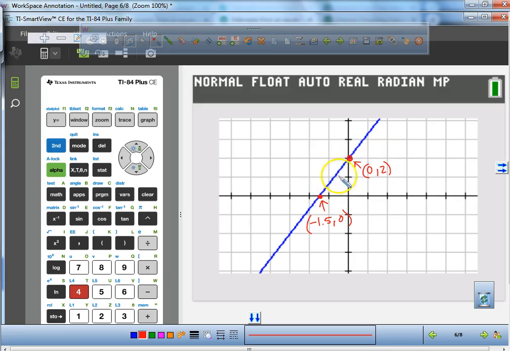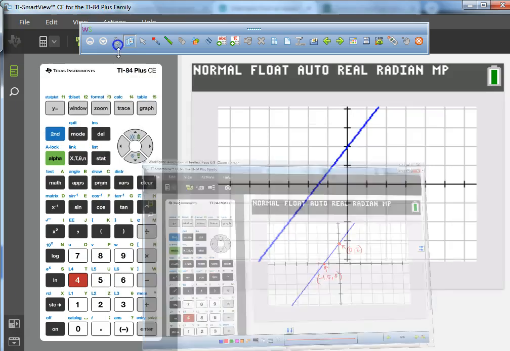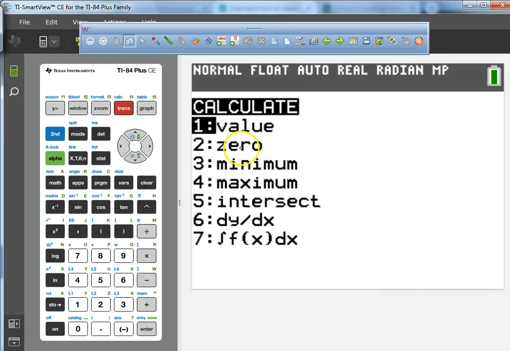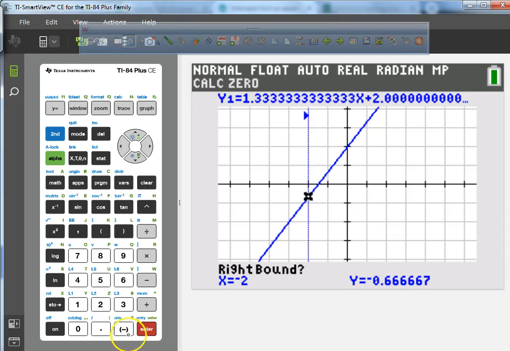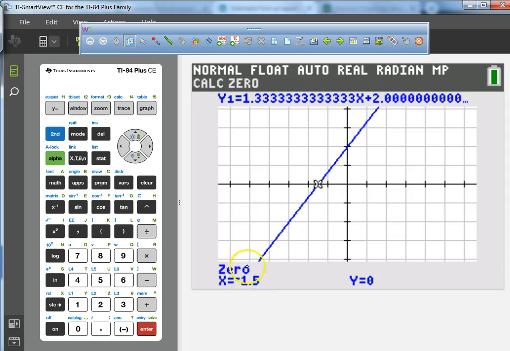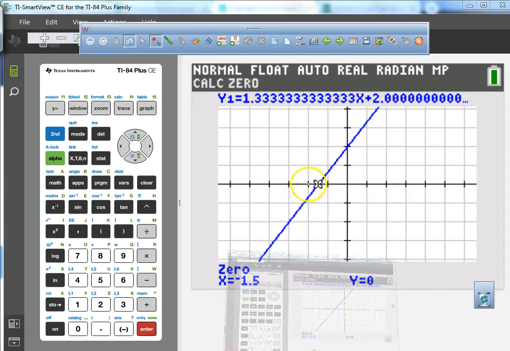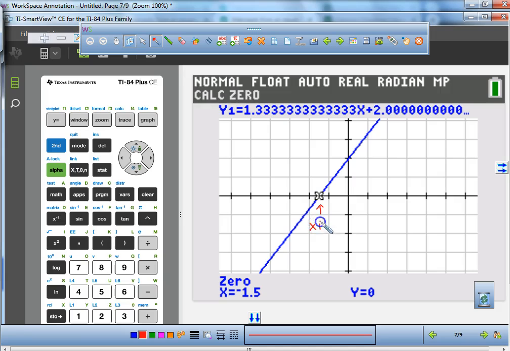Here's how you find it. You got to see where the line touches the x-axis. So here's what you can do. Second trace, we're going to calculate the 0 in the graph. Would you agree the 0 is going to be between a -2 and a -1? So my 0 is located between those two lines. This is x is -2, this is x is -1. I press enter and look what the calculator does for you. It calculates your 0. And what does that 0 represent in this problem? That represents your x-intercept.